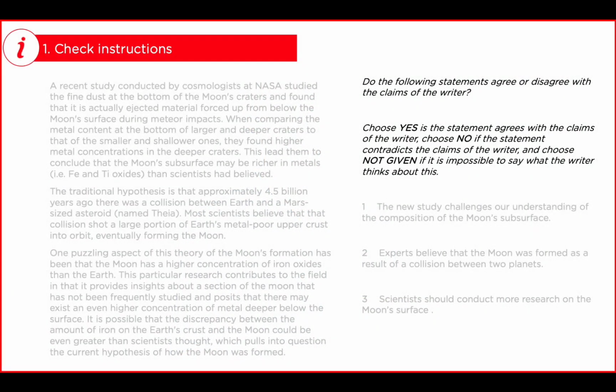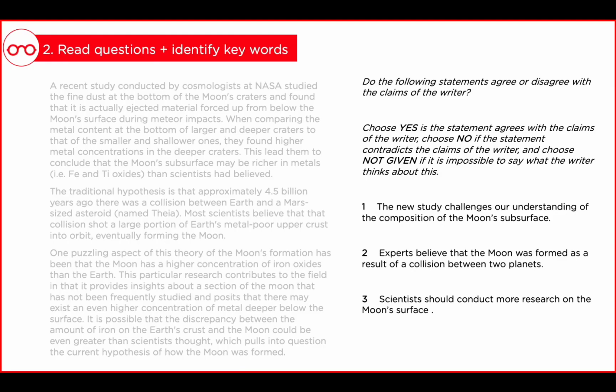So we check the instructions. Choose yes if the statement agrees with the claims of the writer, choose no if the statement contradicts the claims of the writer, and choose not given if it's impossible to say what the writer thinks about this. So now we read the questions, we identify keywords. The new study challenges our understanding of the composition of the moon's subsurface. Okay, some good keywords there. Challenges, understanding, composition, moon, and subsurface.